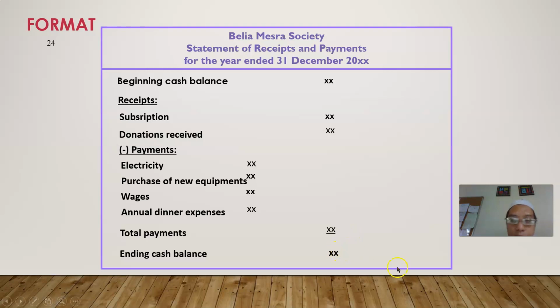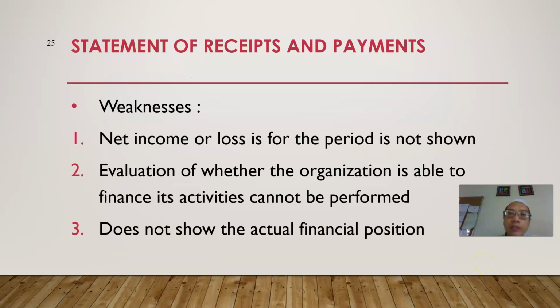There are several weaknesses of the statement of receipts and payments. Firstly, net income and loss for the period is not shown, because we do not follow the accrual basis. We are not comparing income generated in the current year versus the matching expenses for generating that income. That is not analyzed in the receipts and payments. Therefore, the receipts and payments does not show net income and loss for the current period.